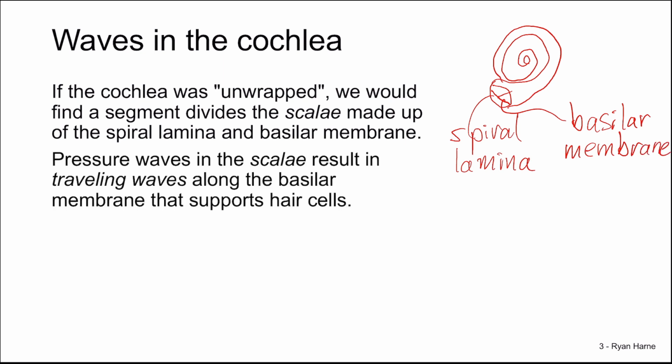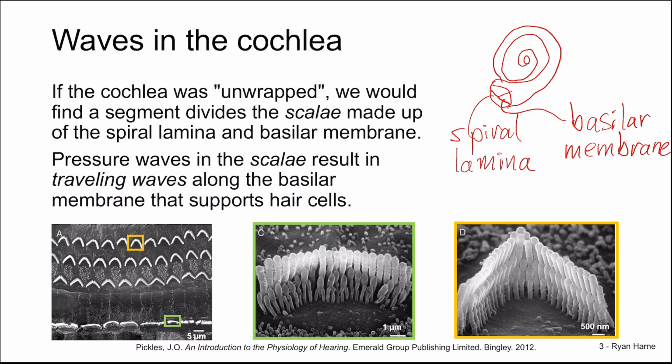Pressure waves that occur in the scala result in traveling waves along the basilar membrane portion. The basilar membrane is what supports the hair cells. These are micrographs of hair cells shown in two different views. One when they're shaped like a V, which is the orange square example, and one where they're shaped more in a straight line, that's shown in the green square example.